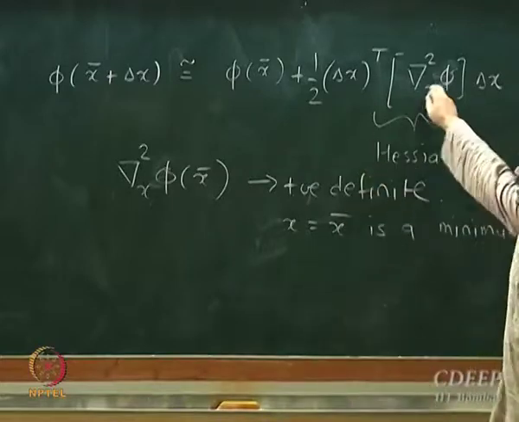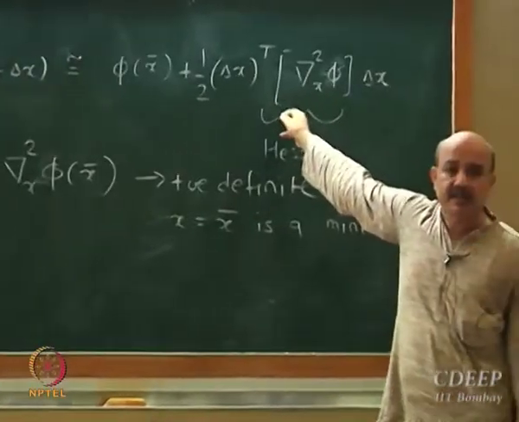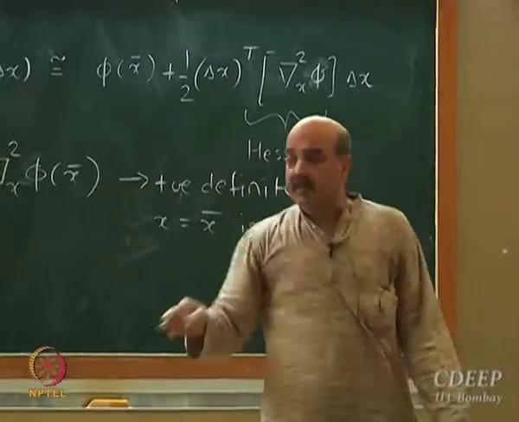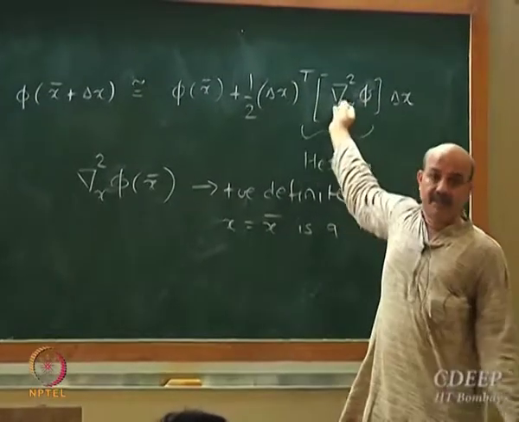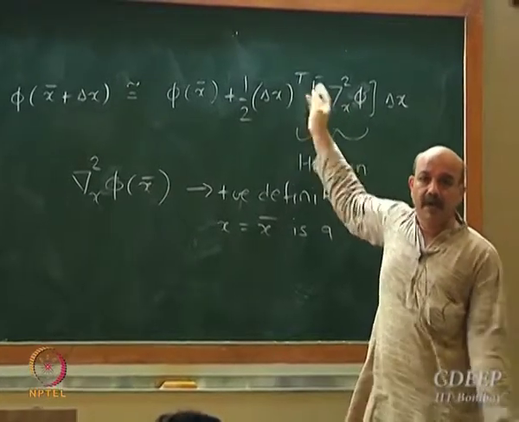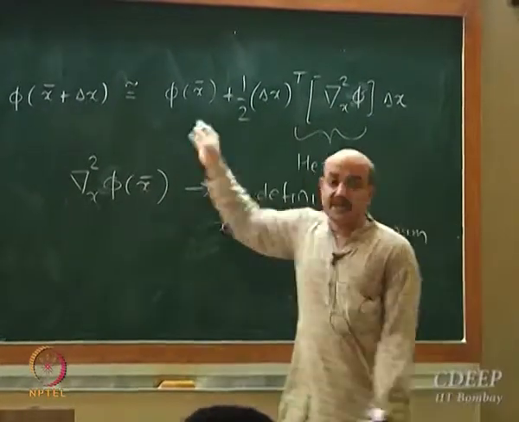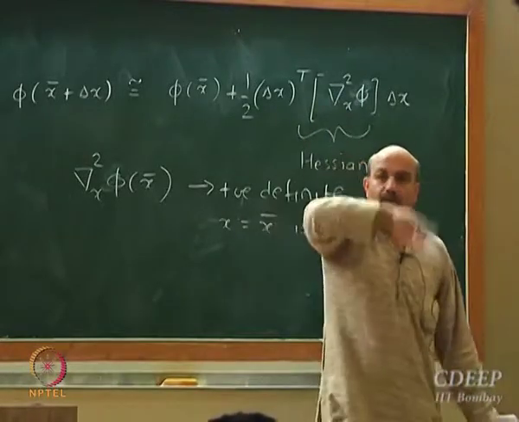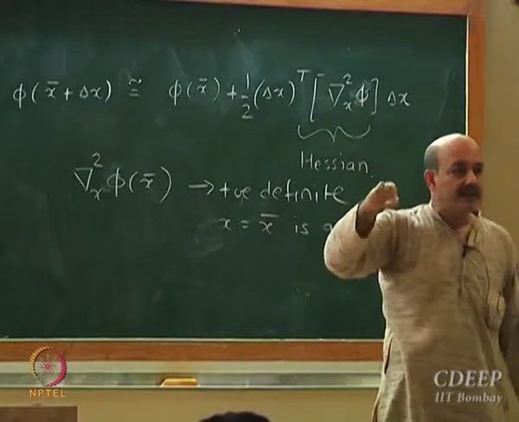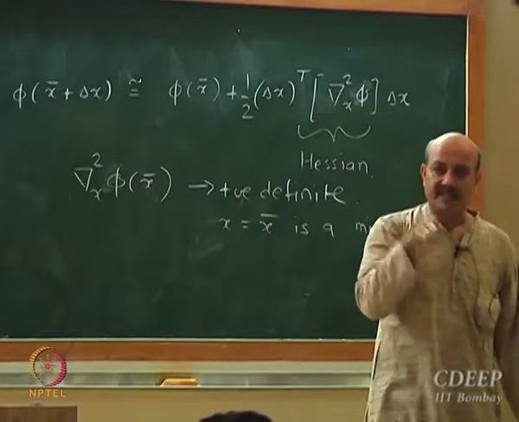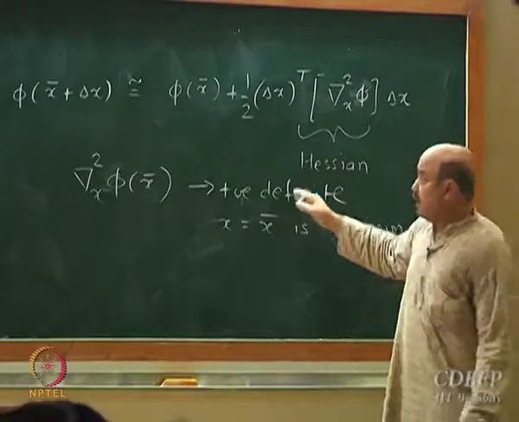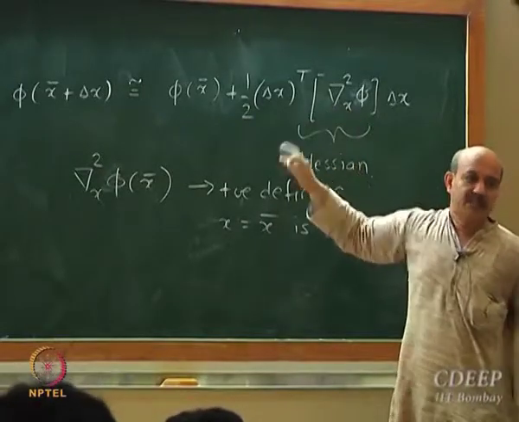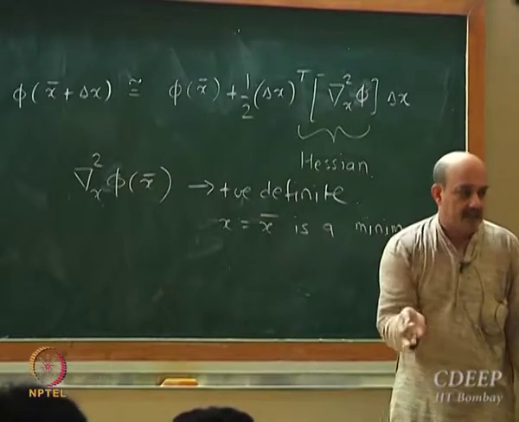What if this matrix is indefinite? What is the meaning of indefiniteness? For some x, this is positive. For some x, this is negative. So in some directions, the function will decrease, and in some directions, the function will increase. You know, a saddle point. The derivative is zero, but in some direction, the function decreases, and in some direction, it increases. If this matrix is indefinite, then I cannot say anything about this point. This is not a maximum nor a minimum.